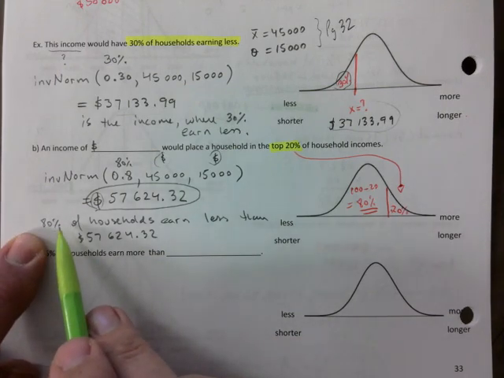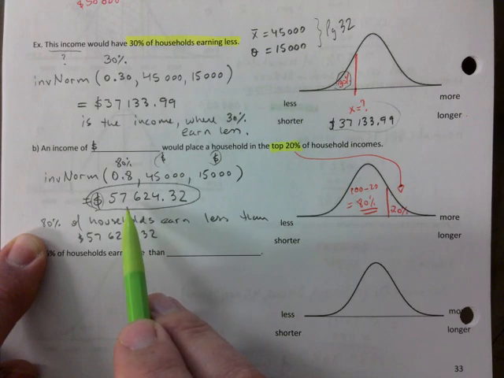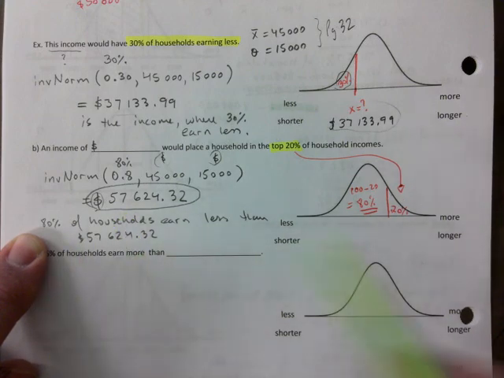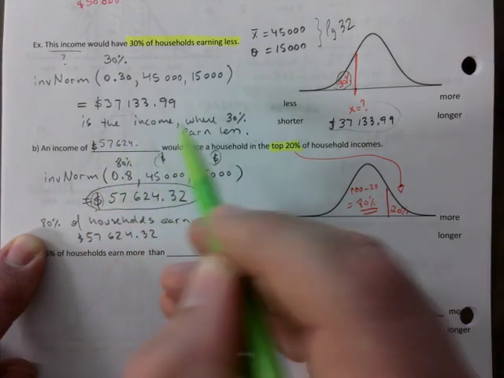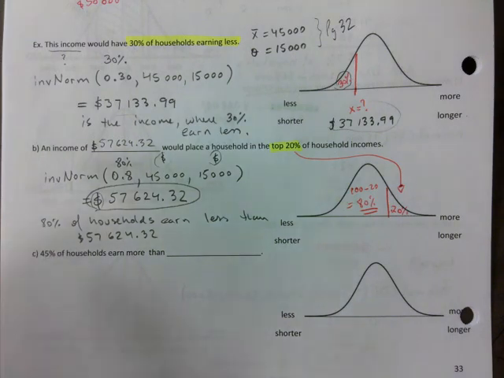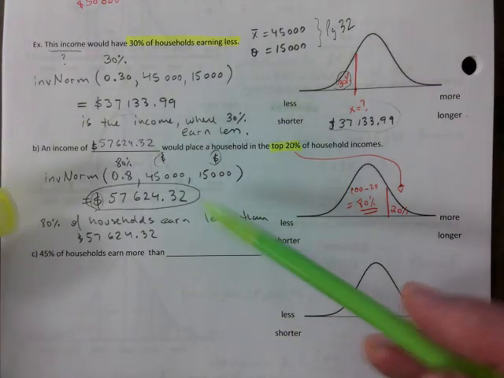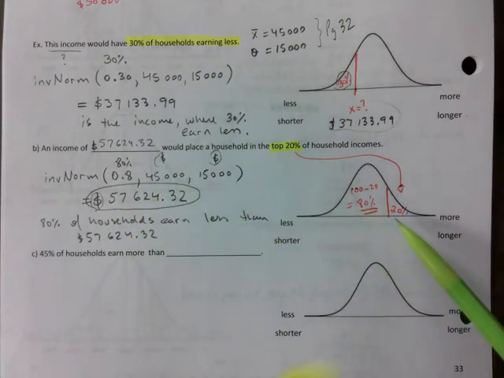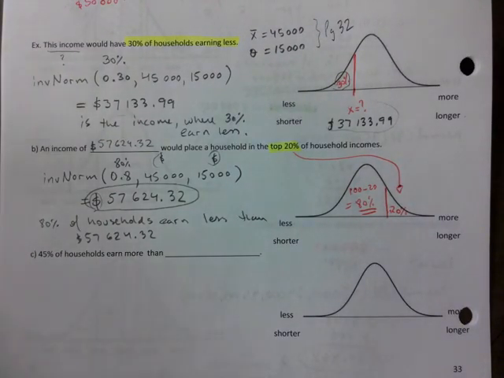But at the same time, you could say that this income also has 20% of families earning more. So you can put this 57,624.32 at the top there. So you can see it both ways. 20% make more, 80% make less. Inverse norm is focused more on percentage earning less, or percentage that are shorter, or percentage that weigh less, or what have you. Okay, that's what inverse norm is interested in.